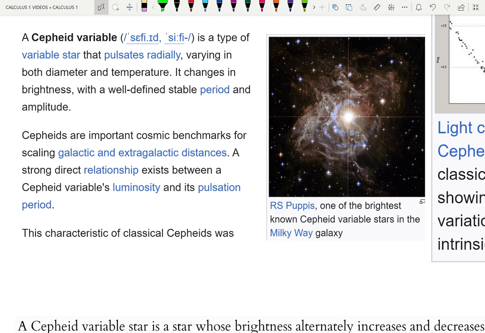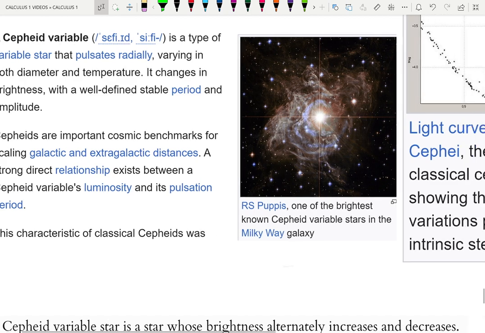That is pretty cool, you have to say that. It changes in brightness with a well-defined stable period and amplitude. They are important cosmic benchmarks for scaling galactic and extragalactic distances. And they definitely are described through pulsation period, which is pretty cool too.